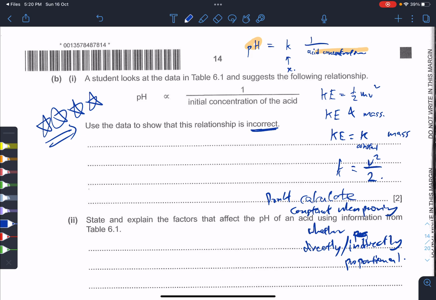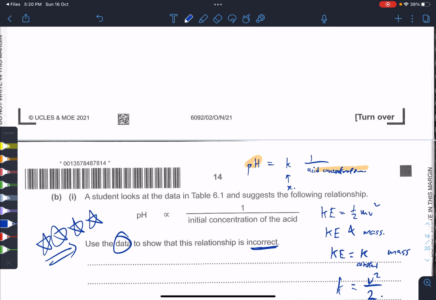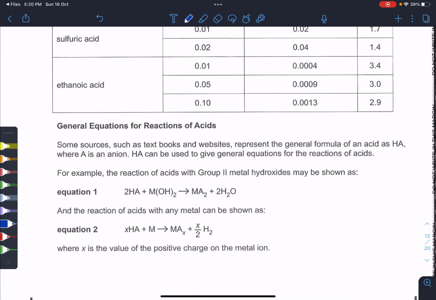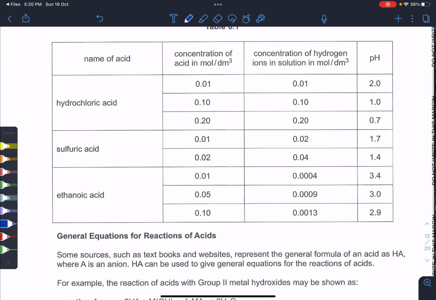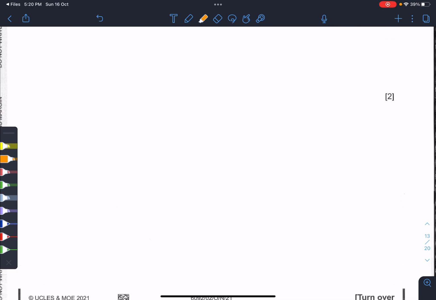Simple as that. So in this case, all you need to do is to show that it is not consistent. And he says use data. So let's find the data that shows it is not proportionate. So you can simply choose data such as, let me take a look, pH against concentration of acid.